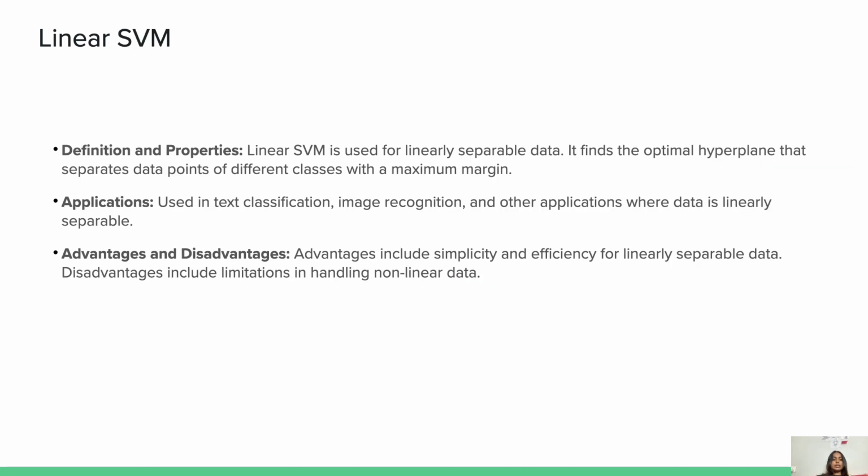Linear SVM. Definition and properties. Linear SVM is used for linearly separable data. It finds the optimal hyperplane that separates data points of different classes with a maximum margin. Application. Used in text classification, image recognition, and other applications where data is linearly separable. Advantages and disadvantages. Advantages include simplicity and efficiency for linearly separable data. Disadvantages include limitation in handling non-linear data.